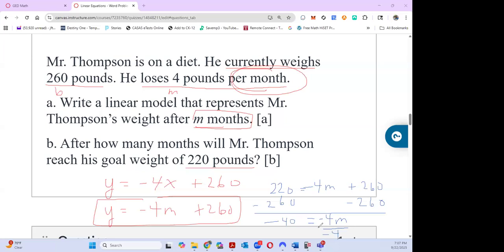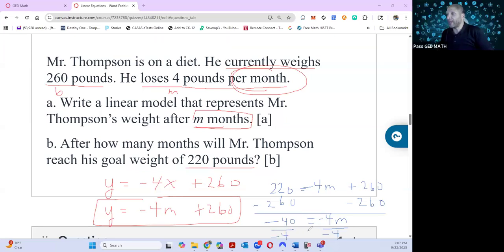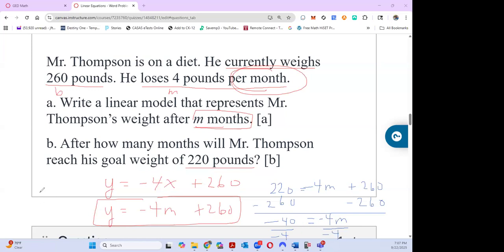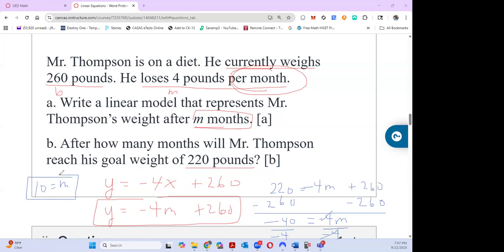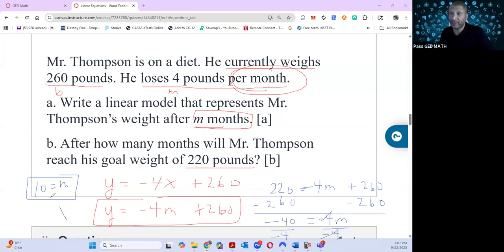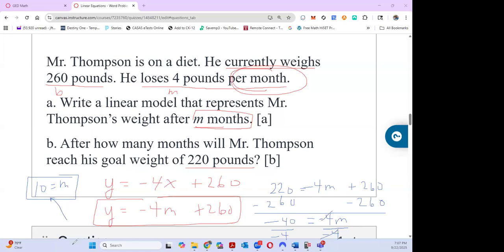Whatever I do to one side, I do to the other. Two negatives make a what? Positive. So I'm going to write it over here. I'm running out of space. Positive 40 divided by 4 is 10, equal. The two negative 4's cancel. I'm left with M. How many months to reach his goal to get to 220 pounds? 10 months. That's your answer.